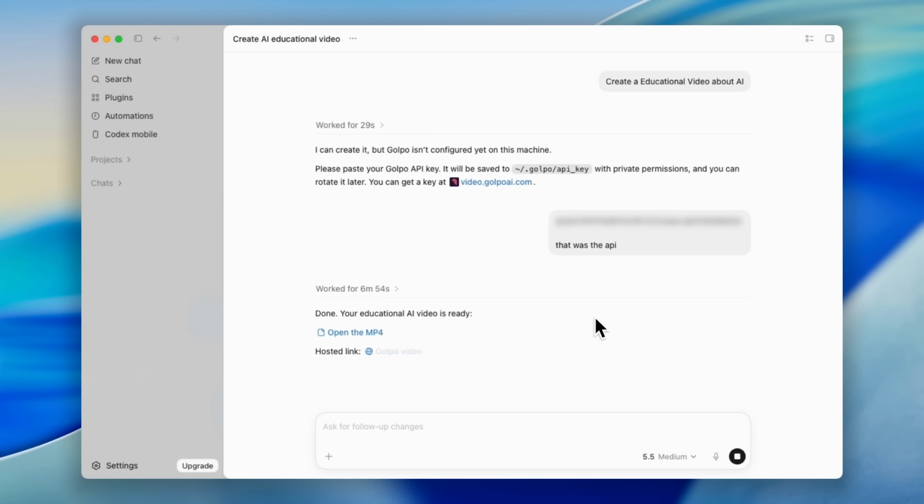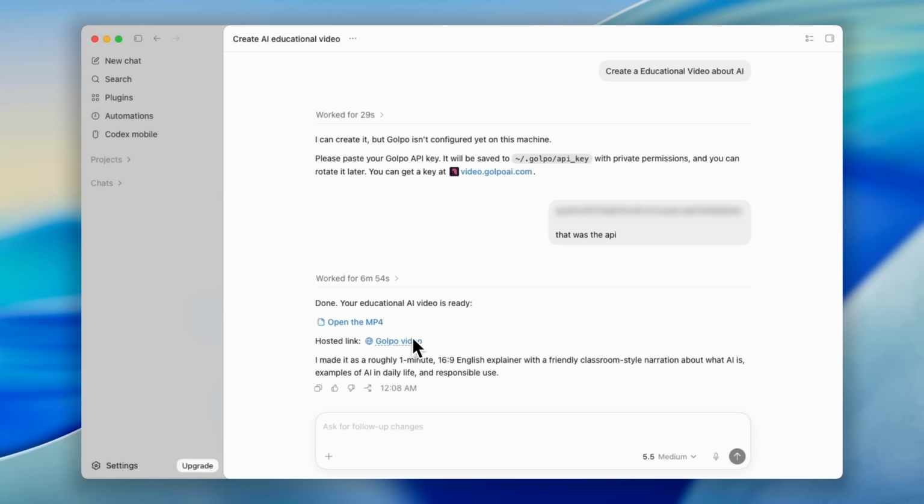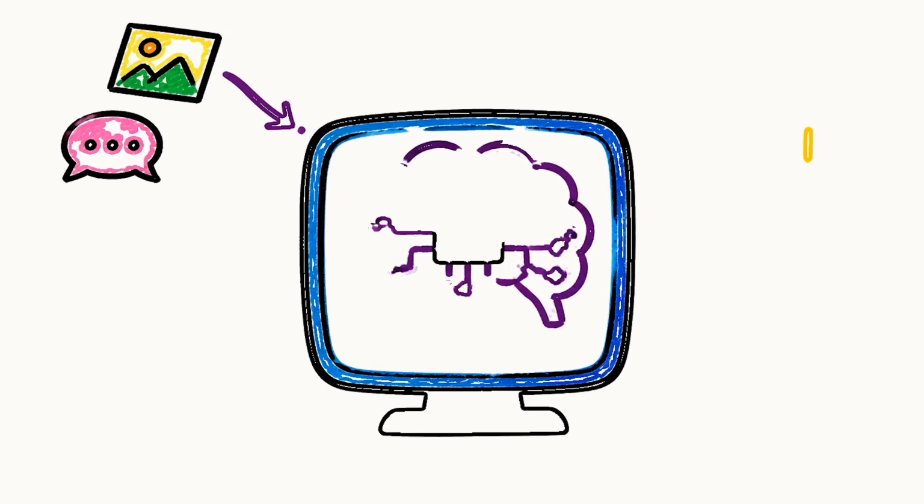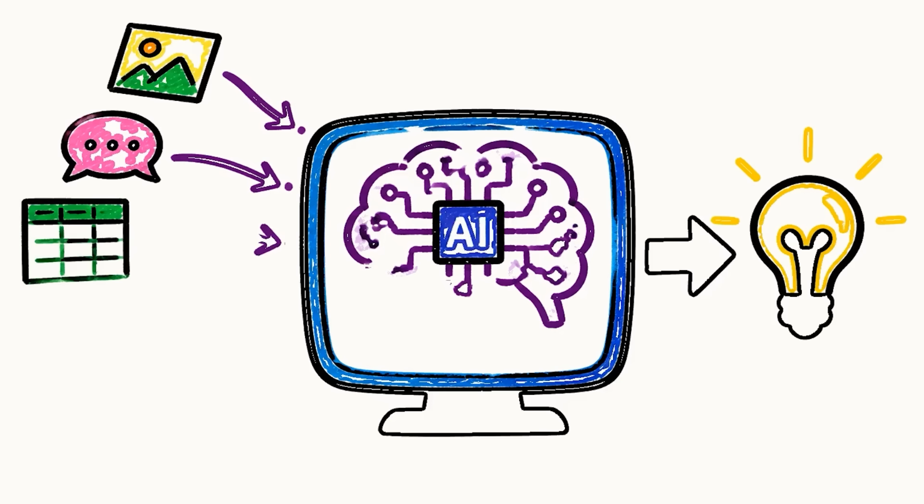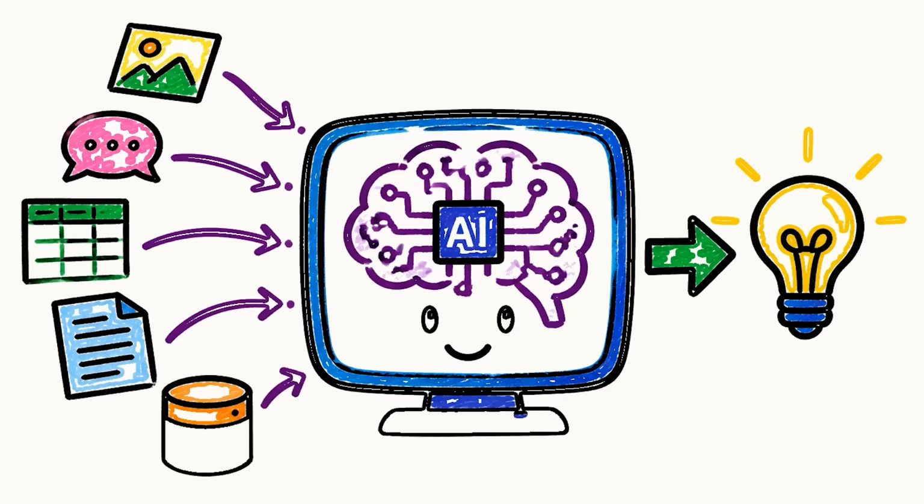In just a few moments, you'll get fully generated videos based on your instructions, making it much faster to create high-quality content with minimal manual work. AI is technology that helps computers do tasks that usually need human thinking.